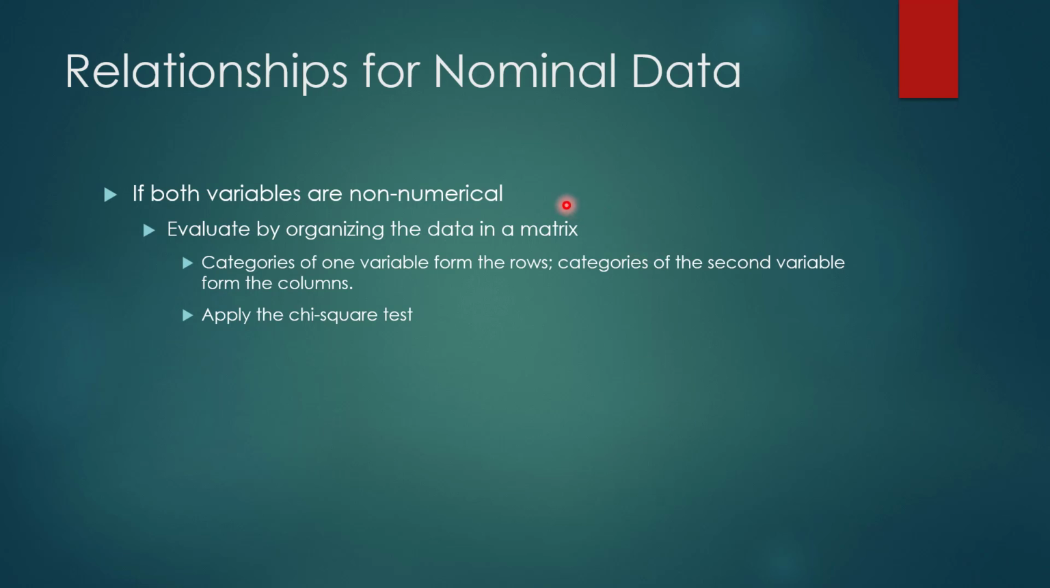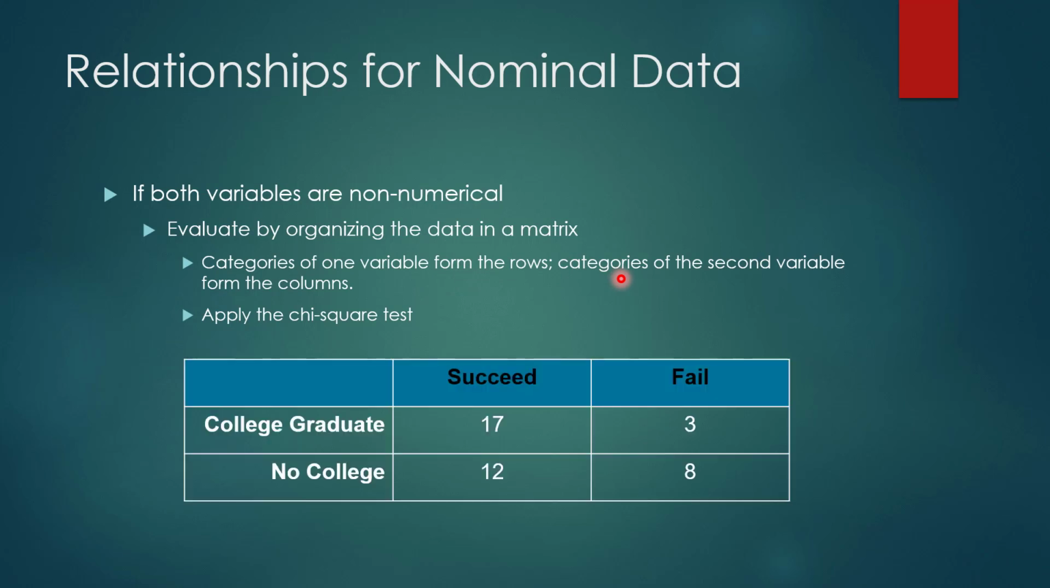So when you have nominal data, so both variables are non-numerical, you're going to evaluate it in a matrix. And so you can't use either the Pearson's correlation coefficient or the Spearman's. You're going to have to do what's called a chi-squared test. So you look at categories of one variable, which form the rows, and the categories of the second variable form the columns. And so what happens is you compare what your measured proportions are to what your expected proportions are.